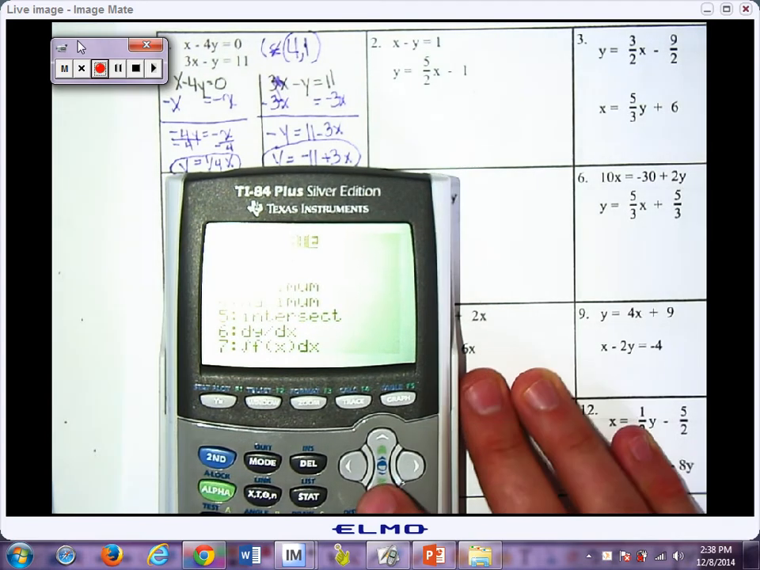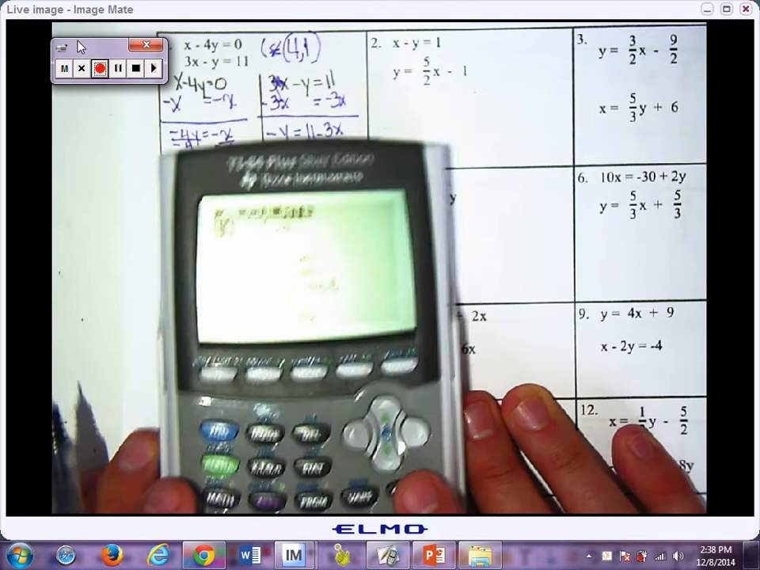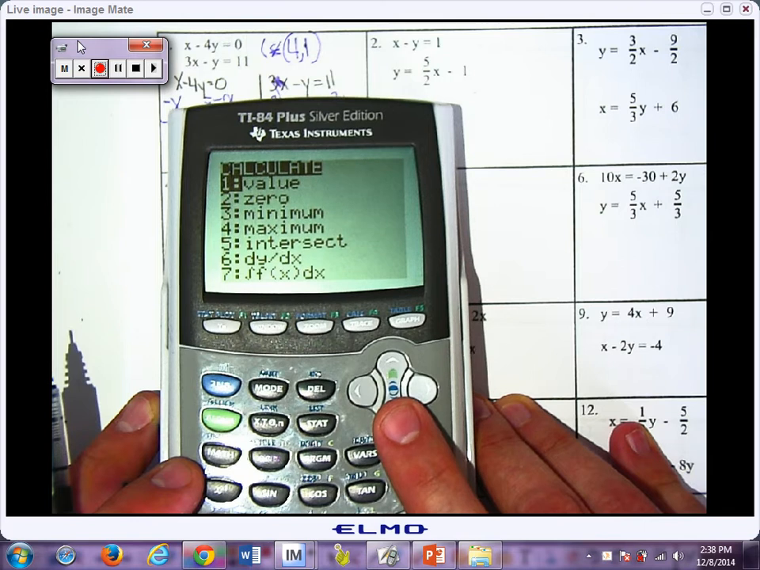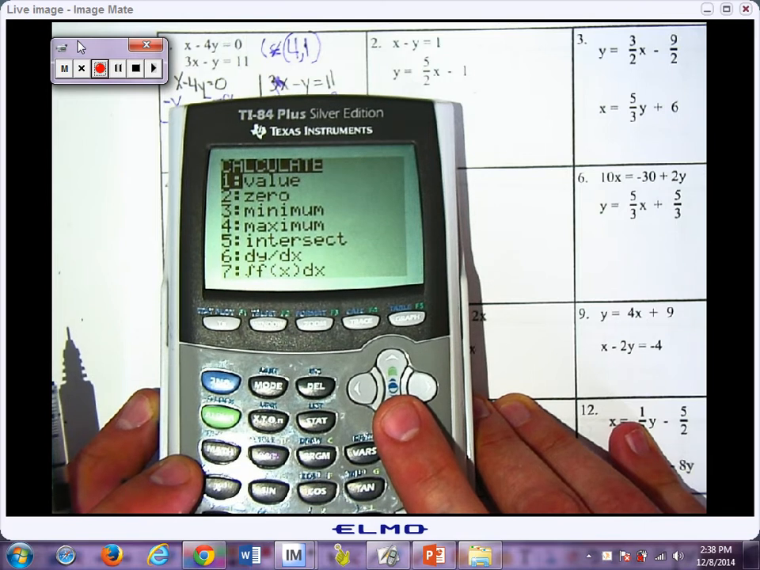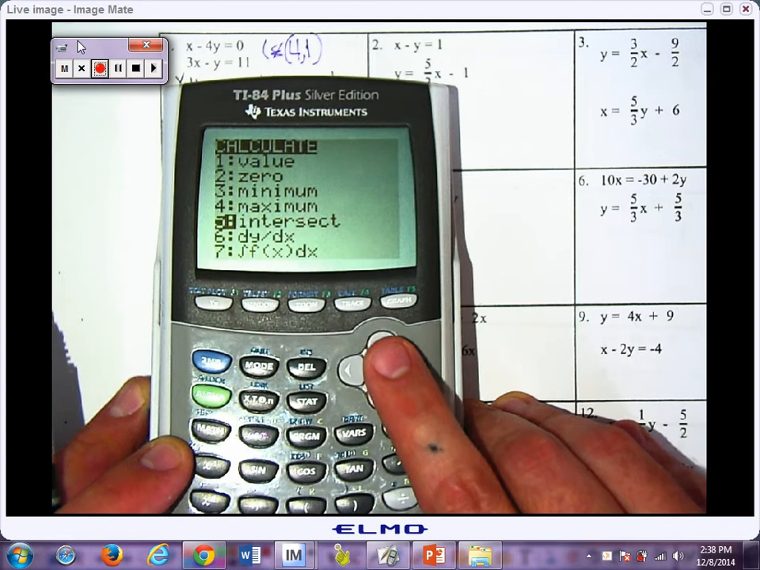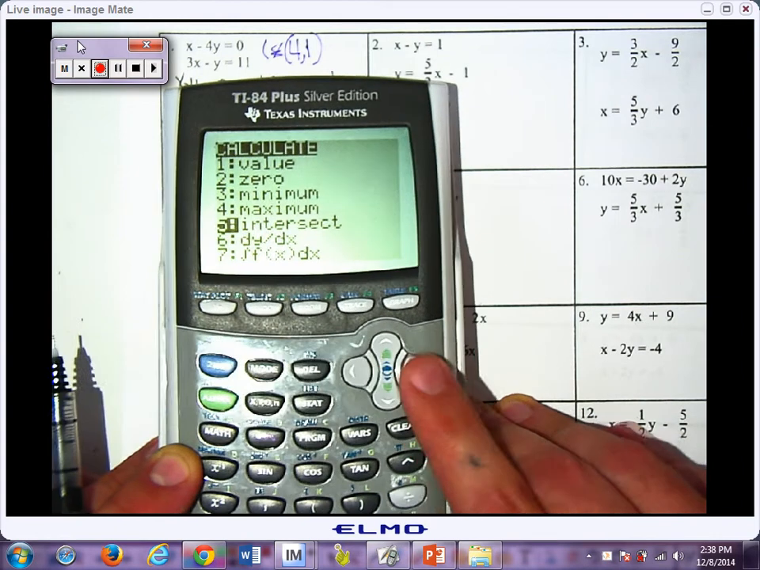Option number 1, you can barely see that up here because of the glare. Let me see if I can show this a little better. It says value. Number 2 says zero. 3 says find the min. 4 says find the max. 5 says find the intersection of these two lines. So I want to click on that.